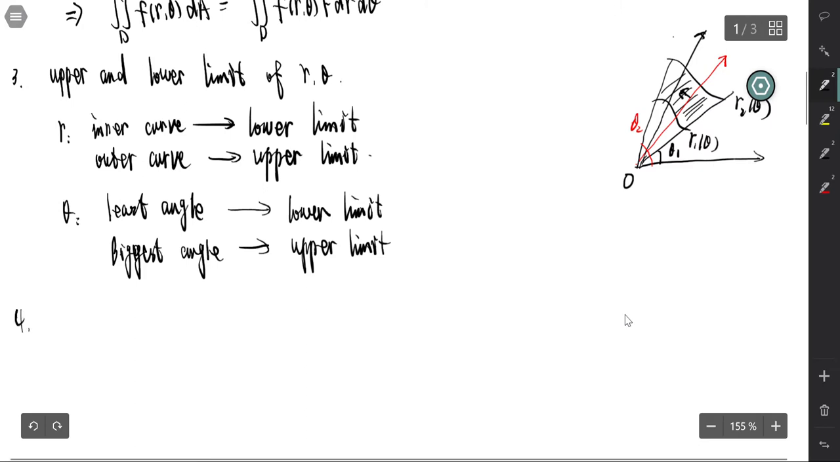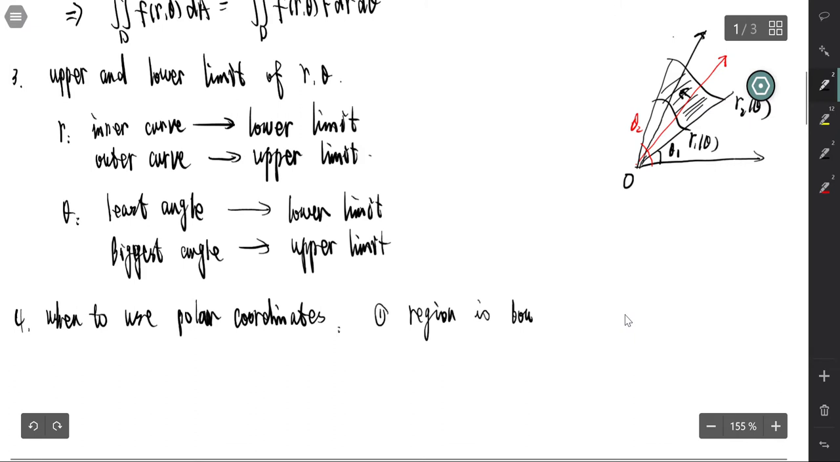And for when to use polar coordinates, the first case is when the region is bounded by a circle or spiral, or in general the boundary.